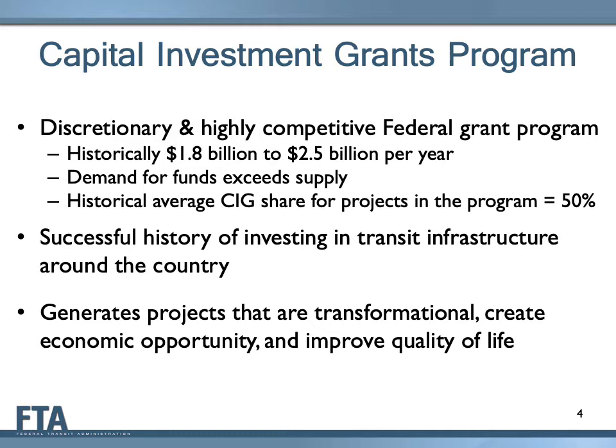Because of the competitive nature of the program, the average CIG share for most projects is 50% or less of the project capital cost. The program has a successful history of investing in transit infrastructure around the country. In the last decade, the CIG program has provided over $18 billion to dozens of new or extended transit systems throughout the United States. These transit capital projects are transformational to the regions they serve. They create manufacturing and construction jobs, generate economic development, and improve the quality of people's lives by connecting people to jobs and activity centers.